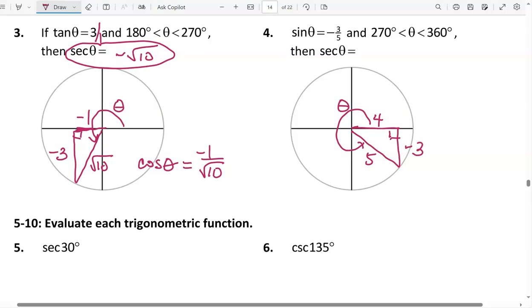And we are asked for the value of secant of theta. Secant of theta is the reciprocal to cosine, so cosine of theta is adjacent over hypotenuse. That's going to make secant theta the reciprocal to that, which is 5/4. And we're done with this section.